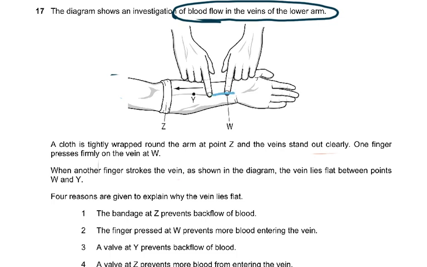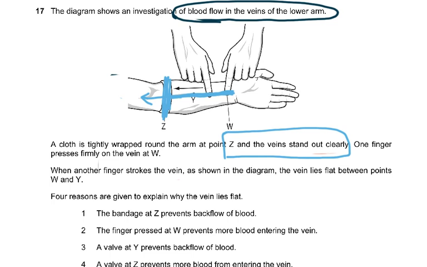Blood is flowing in the veins in this direction. Now you stand. Why do the veins stand out clearly? Because you have wrapped this cloth around this place here, so tied a sort of band around here. So the veins will become more prominent. They become thicker because now the blood is sort of, there's a little restriction. It can't sort of collect here.